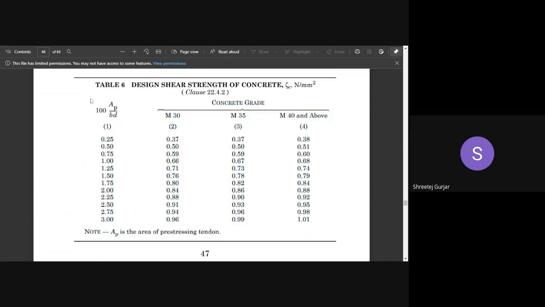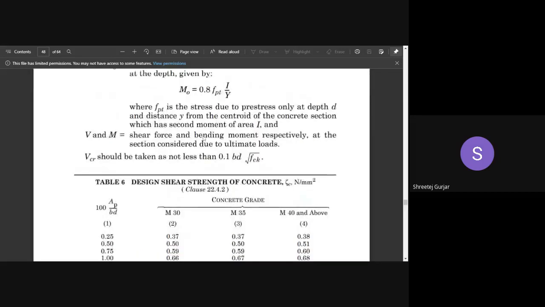What do we call this? Area of steel divided by the cross section. Percentage of steel provided, correct. It is your percentage of steel, pt, which we provide. So from that, based on your concrete grade, we can determine your tau c. This particular thing we will be using.